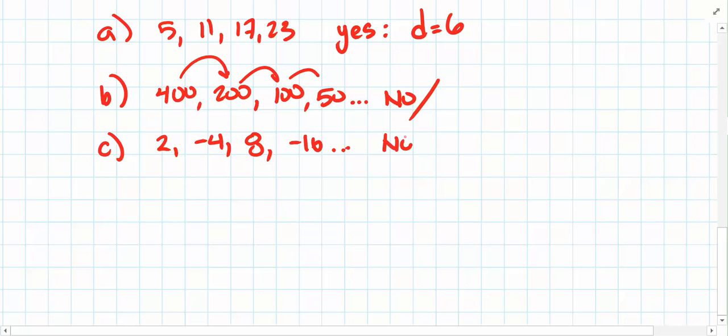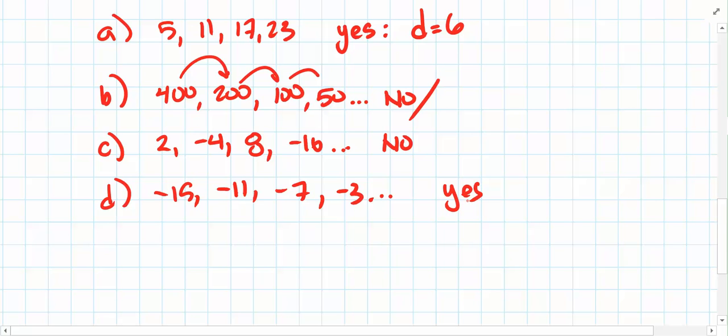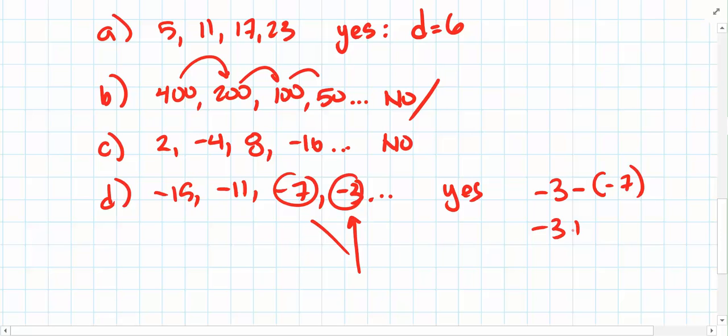How about negative 15? How about negative 11? How about negative 7? How about negative 3 and dot, dot, dot? Yes or no? Okay, you guys are saying yes. Now, what would the common difference be? Now remember, I said pick any term that you want and subtract off the previous term. So take negative 3 and subtract off the previous term. So negative 3 plus 7, how much is that worth? 4. That's worth a positive 4. So in this case, the difference is positive 4.